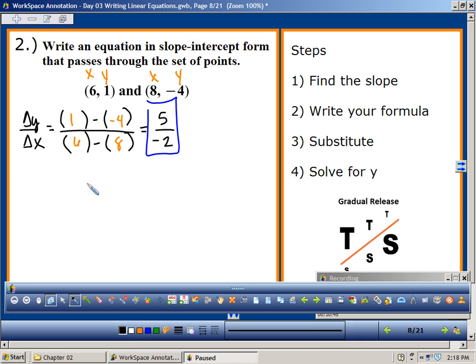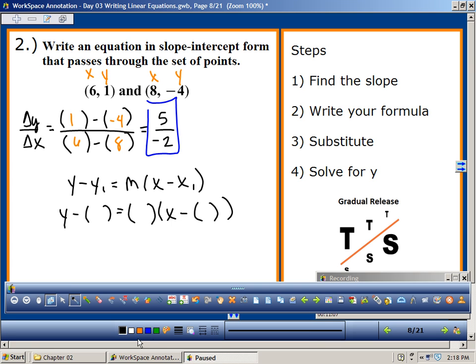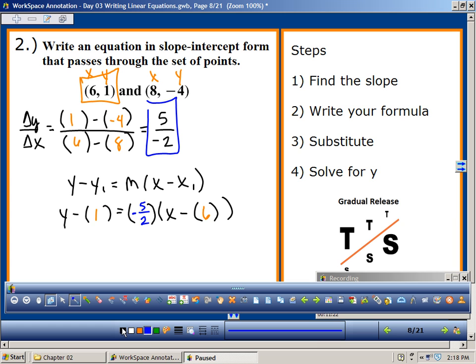Now I'm going to write my equation. Y minus my y value equals my slope times x minus my x value. Y minus y, and oops, I know my slope, sorry. My slope times x minus my x value. Choose this one. 6, 1. 6 goes here. 1 goes here. Put in my slope. Negative 5 halves. Simplify. Y minus 1 equals negative 5 halves x.